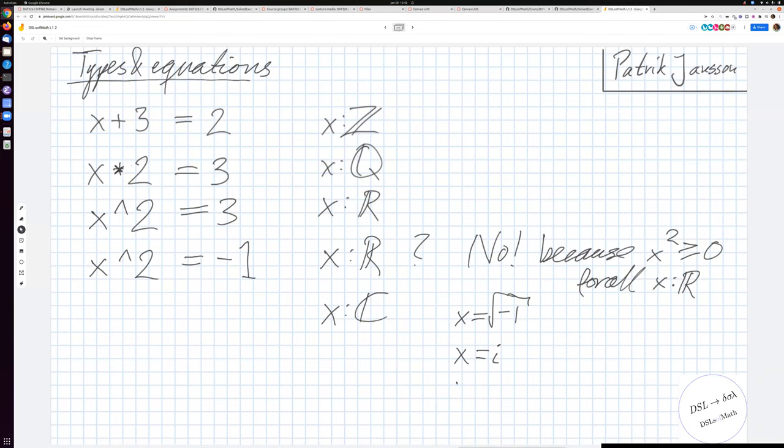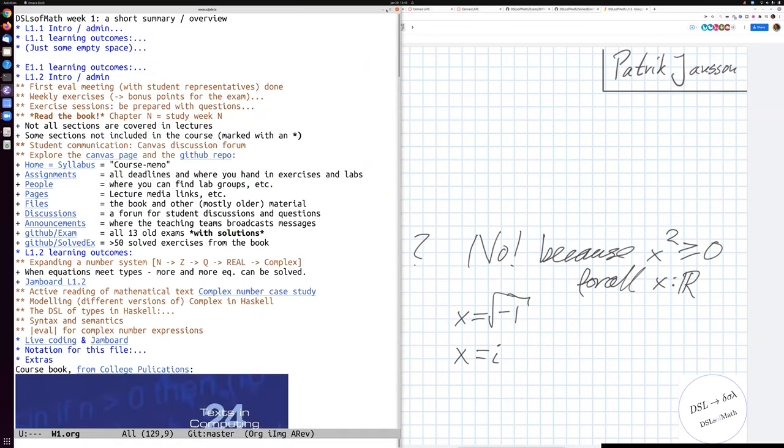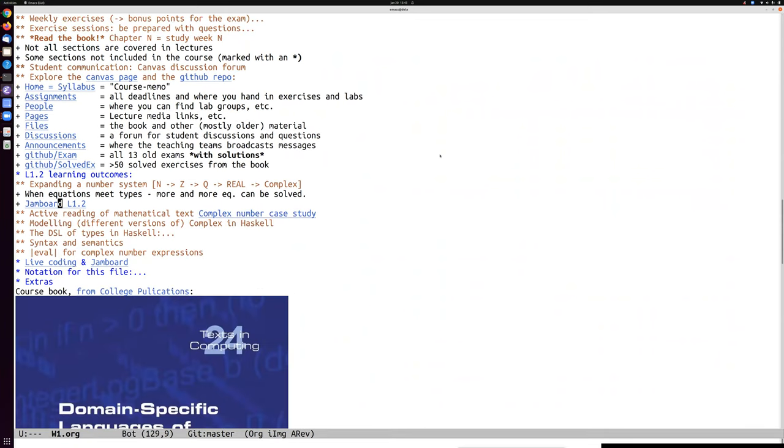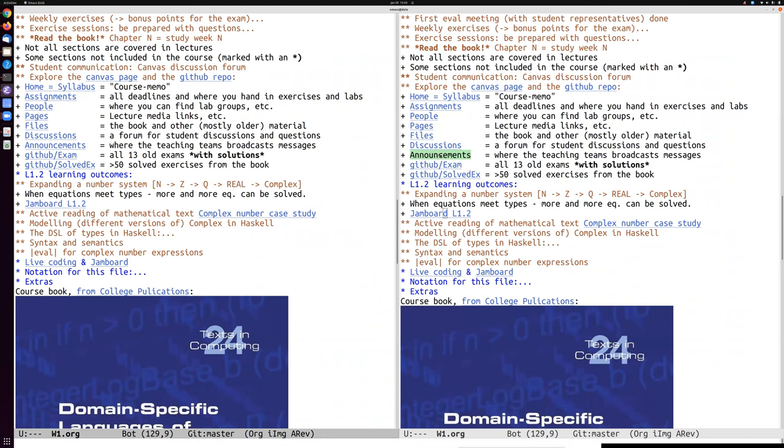Okay, back then to Emacs. We have talked about expanding the number system. We moved from natural numbers to integers, to rational numbers, to real numbers, and to complex numbers, rather informally, just as an illustration of the fact that equations meeting types means that more or less equations can be solved depending on the type. And this was the Jamboard, which will be uploaded later. But now let's go to the complex number case study.